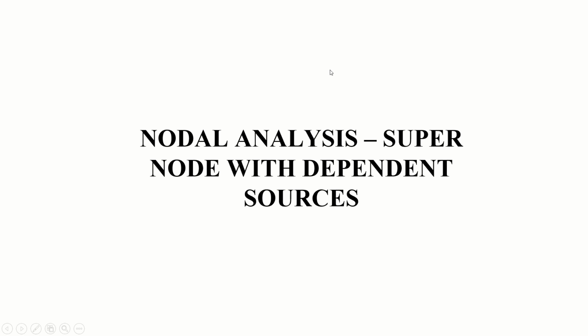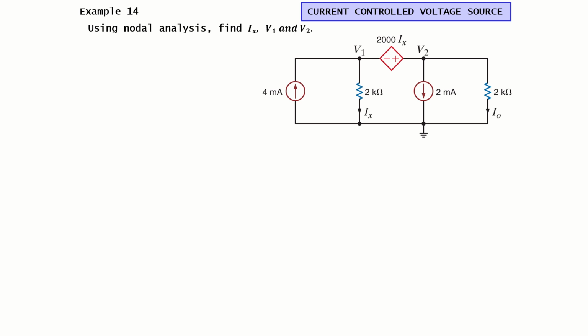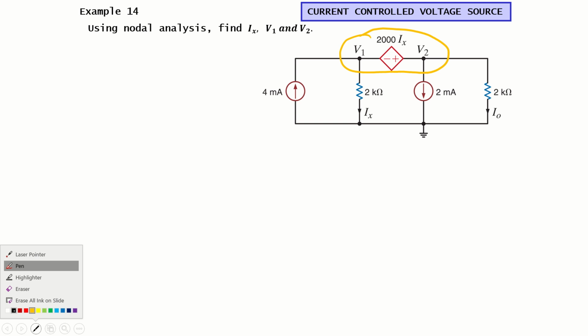Welcome back. So we are mastering the technique of nodal analysis, and we have solved multiple circuits that involve a supernode and dependent sources. This is the next example of this series, where we are going to solve a circuit that has a current controlled voltage source connected between the nodes V1 and V2, like here. And the target of this question is to find the values of Ix, V1 and V2.